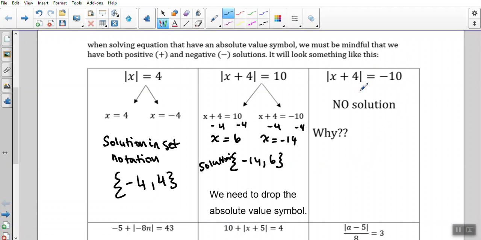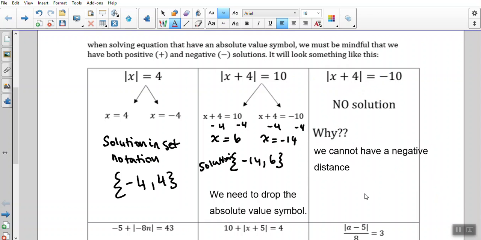Okay, and then this last question on this example has what is the absolute value of 4 equals -10? Well, remember, this number is technically the distance that it's away from zero, and remember that we can never have a negative distance. Okay, so we just say no solution because we cannot have a negative distance.